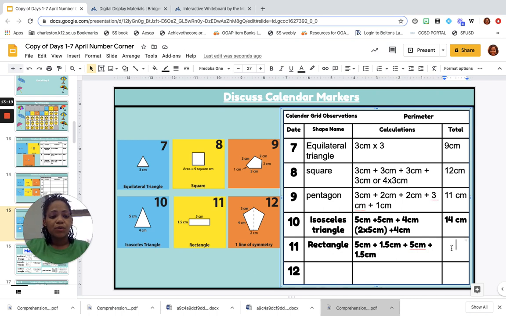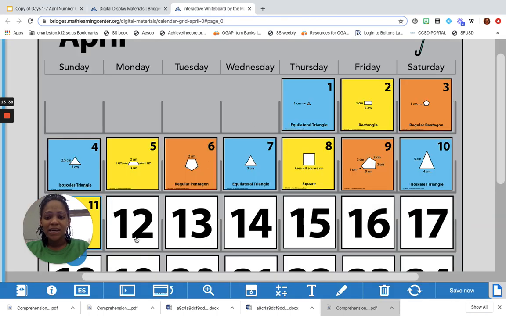Okay, so what is it? What's 1.5 plus 1.5? 3. And then 5 plus 5 is 10. So we have 13 centimeters. Now, I wanted to wait to show you today's mark. I said we were going to wait, but if you paid attention, you see it right here. So I can go back here and I can turn it around.